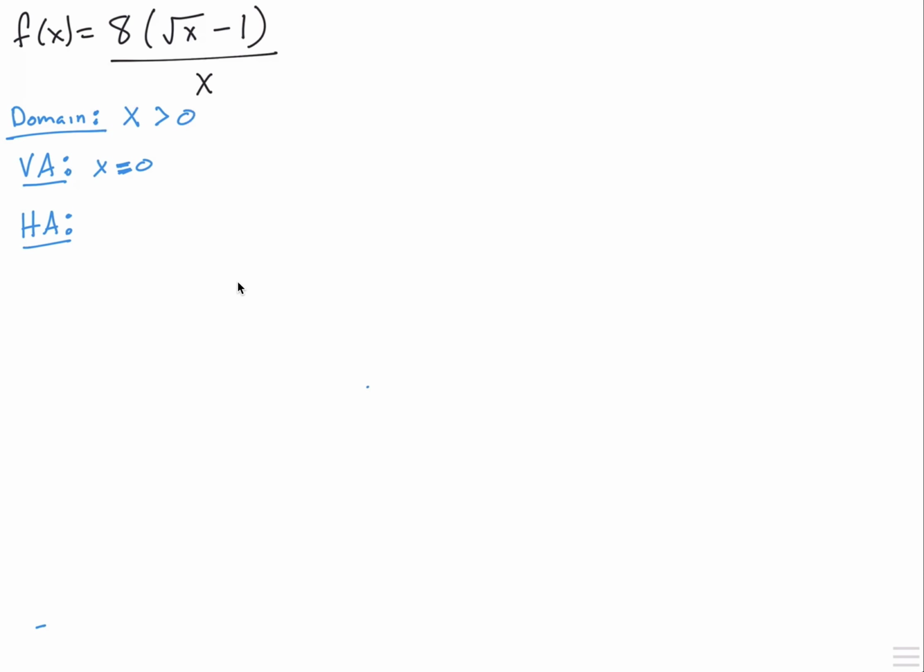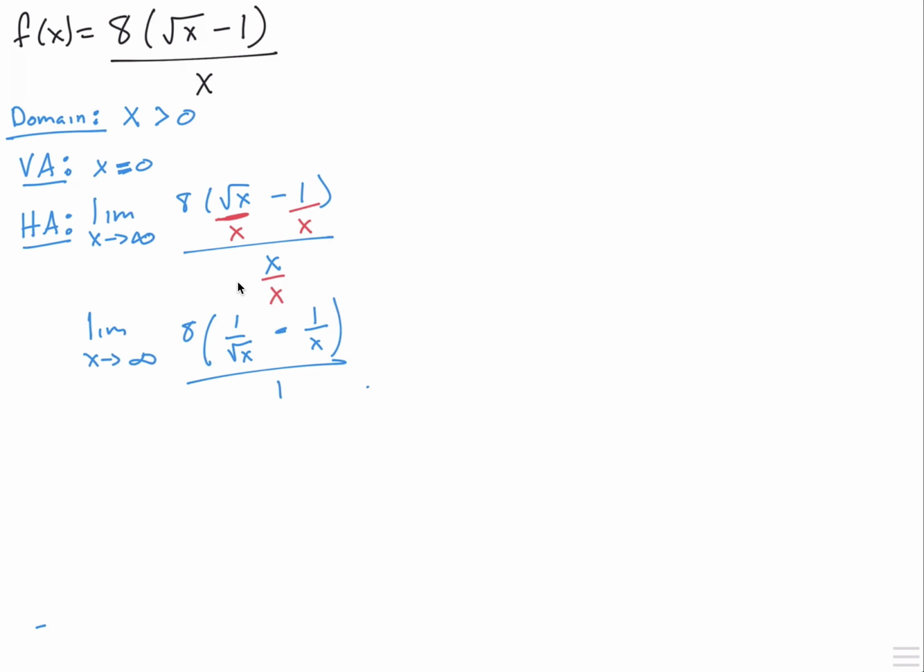Okay, now what about the horizontal asymptote? So you find the limit as x goes to infinity. So you guys went through the steps here, right? You probably divided by x, top and bottom, right? Okay. So if you do that, you get the limit as x goes to infinity of 8 times 1 over root x, right? That's what that reduces to, yes? Minus 1 over x, and then all divided by 1, yes? Okay, so as x goes to infinity, let's see here.